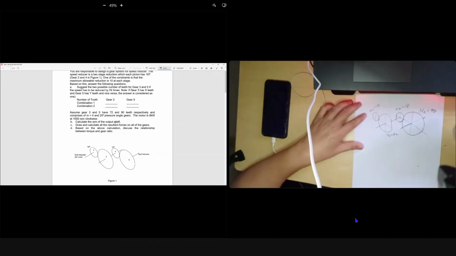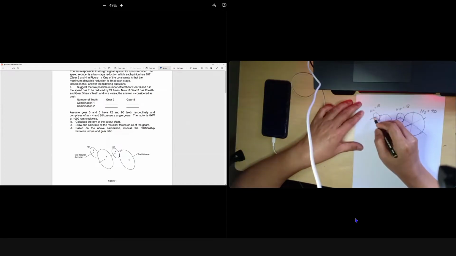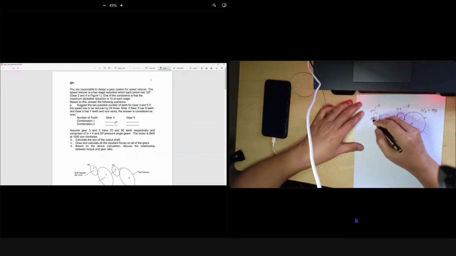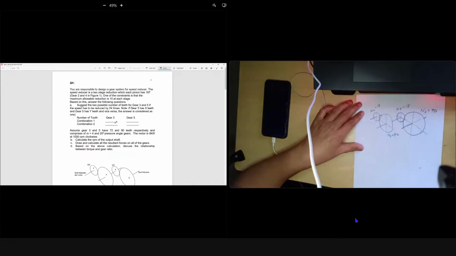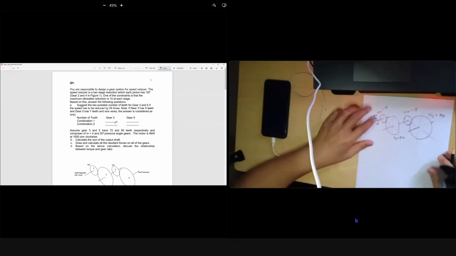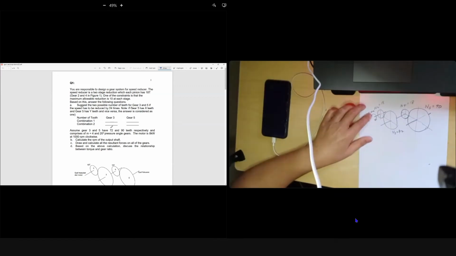The first thing, what is the speed? Calculate the RPM of the output. This is the input shaft. The direction they did not give. The motor is clockwise, so this direction is clockwise, at 1000 RPM, and the motor power is 8 kilowatt. The first question is to calculate the RPM of the output shaft.